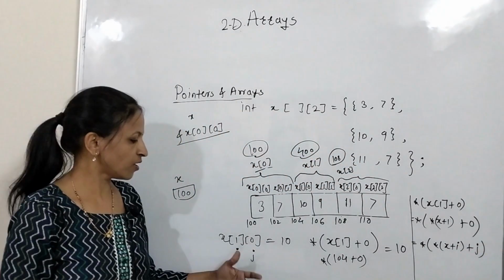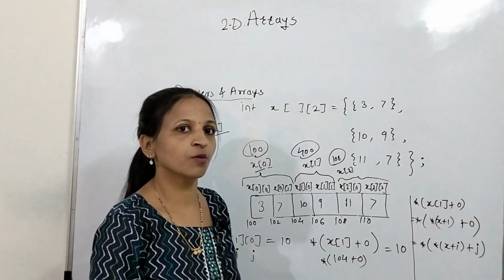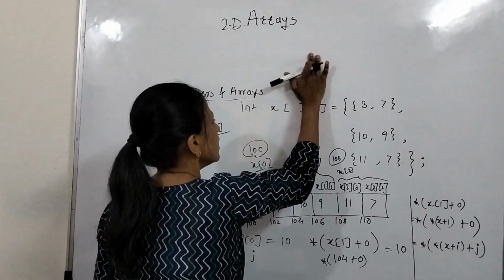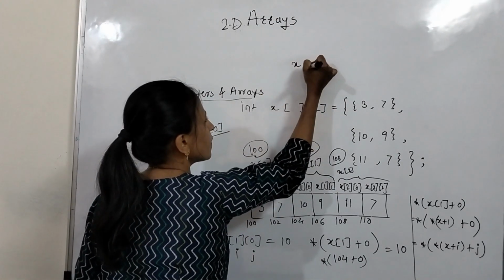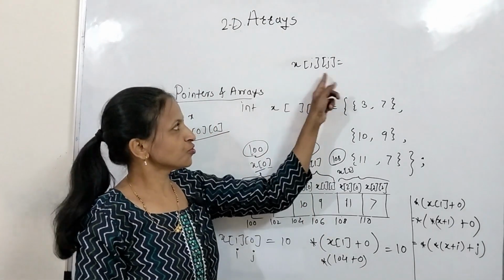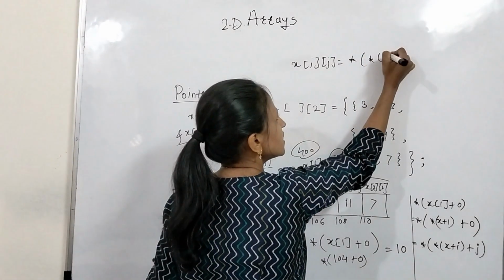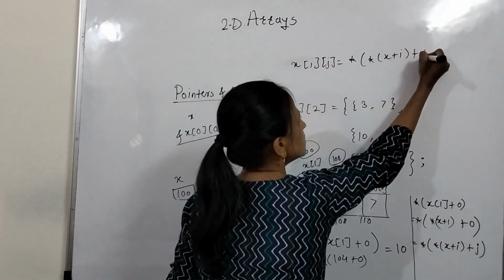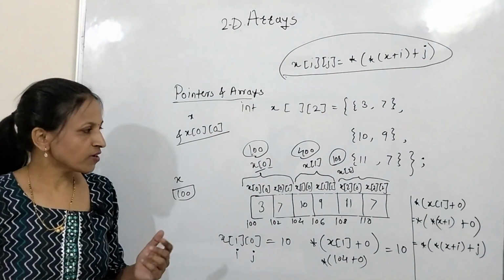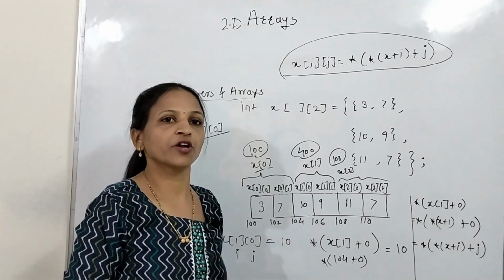This is nothing but how to get individual element of that two-dimensional array with the help of pointer. See, in general we can write like this: x of ij is equal to star in bracket star x plus I plus j. This is a generalized formula to access individual elements of two-dimensional array with the help of pointer.